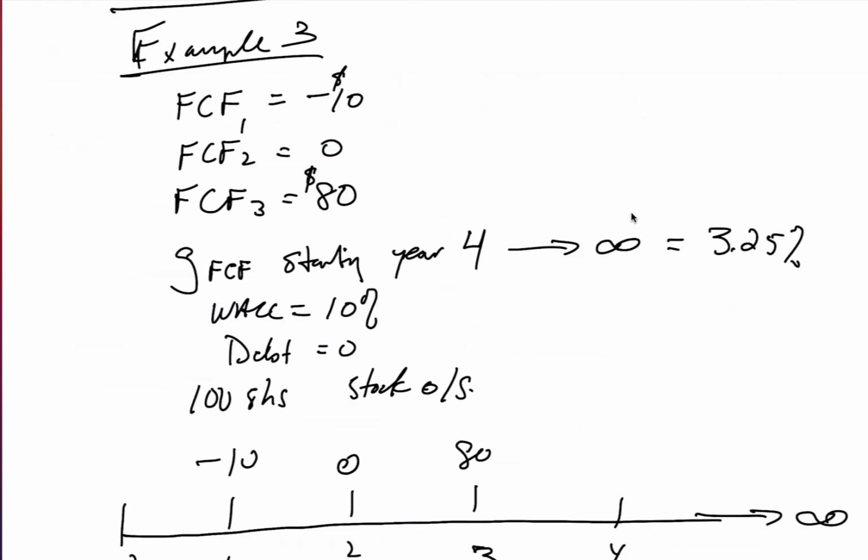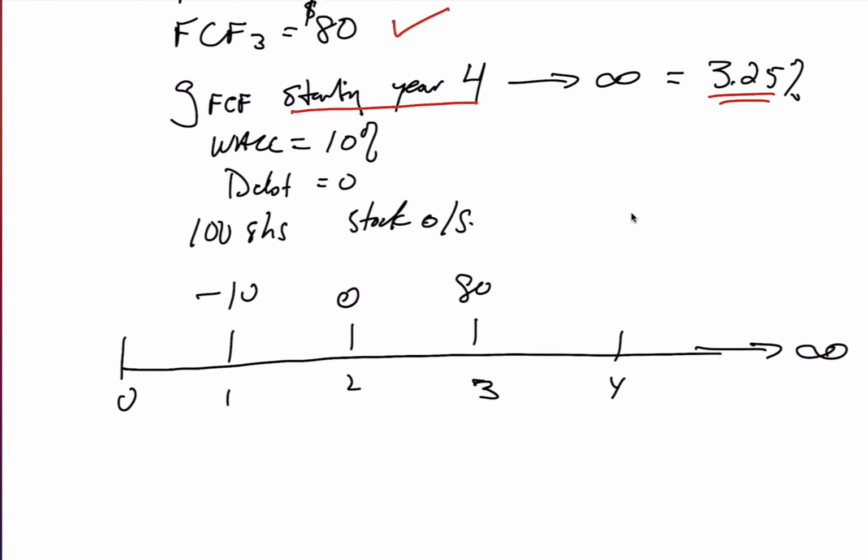So here we have a third example with some rather odd cash flows that I was referring to earlier. Let's look at the problem here. First, free cash flow at time 1 is -10. Well, it's not unusual to have negative free cash flow, especially when a company starts up. Then in period 2, we have 0 free cash flow. Starting in year 3, we have $80 in free cash flow. Then starting in year 4, out to infinity, the growth rate is 3.25%. The weighted average cost of capital is 10%. Debt is 0, and we have 100 shares outstanding.